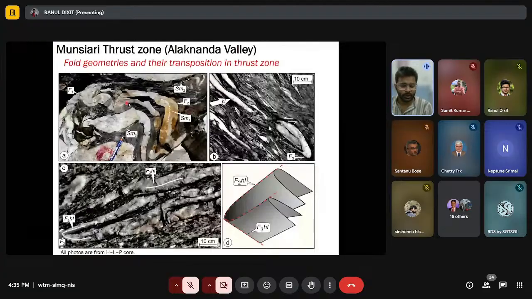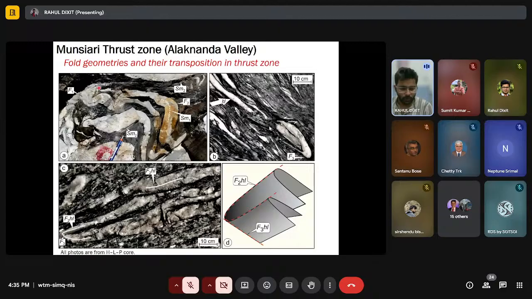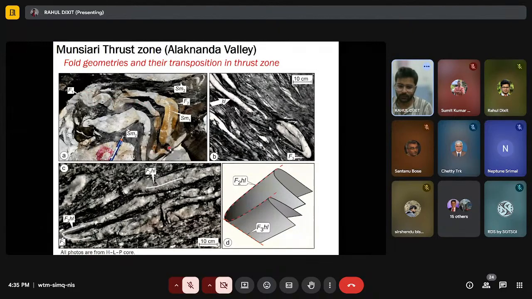And F2 folds are essentially the ones that are formed because of the coaxial refolding of the F1 fold, to form the type 3 interference pattern. Here, as it can be seen, this is the F2 fold, which is formed because of the coaxial refolding of this earlier F1 fold.